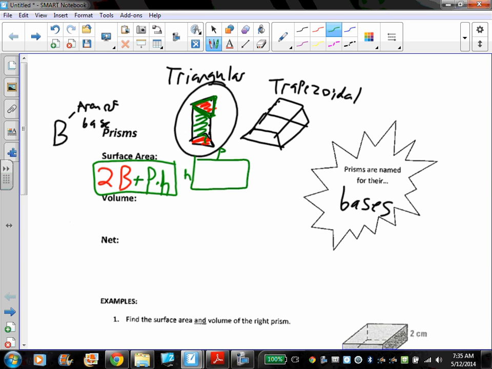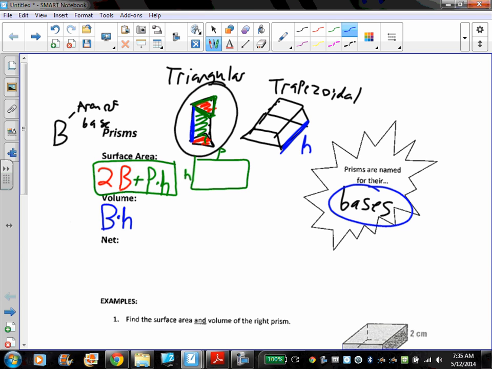Volume is a little bit easier. All we have to do is take the area of the base and then multiply by the height of the prism. Now keep in mind the height of the prism, let me draw it in blue in both of these shapes. In the triangular one, it's pretty obvious. It's going up and down. The tricky thing to remember is that in the trapezoidal prism that I have drawn, the blue line I'm about to draw, that right there is h. The height of a prism is the distance between the two bases. So it's not always going to be up and down height.